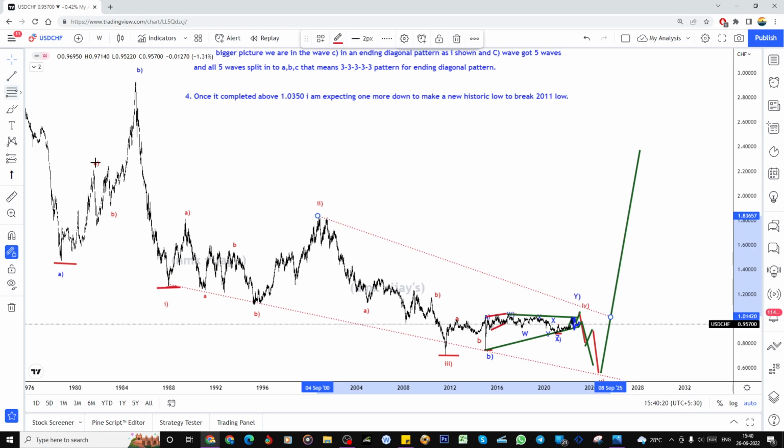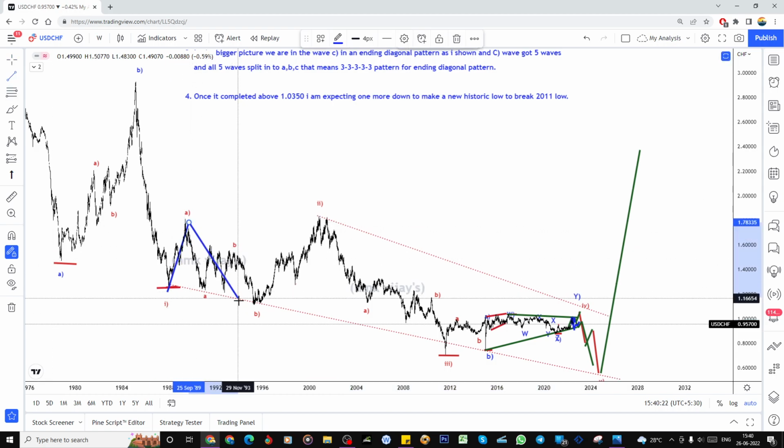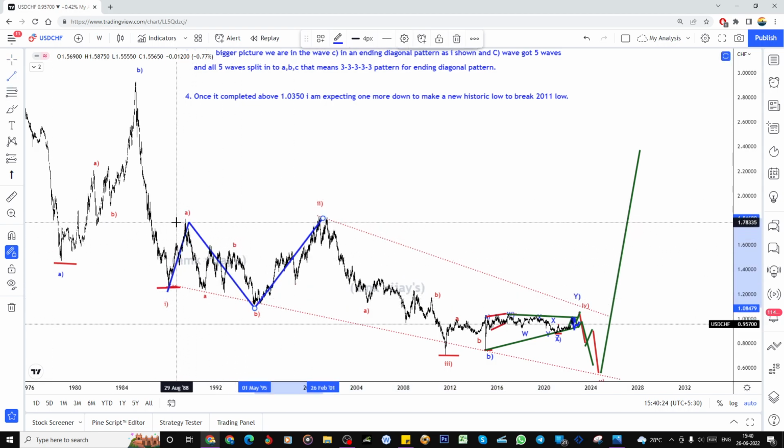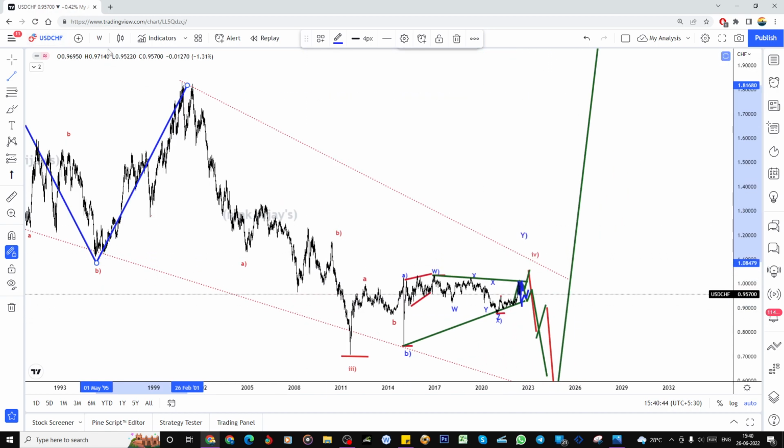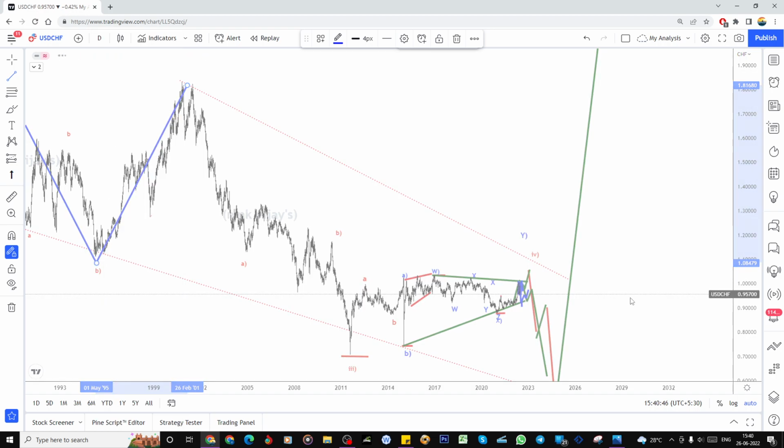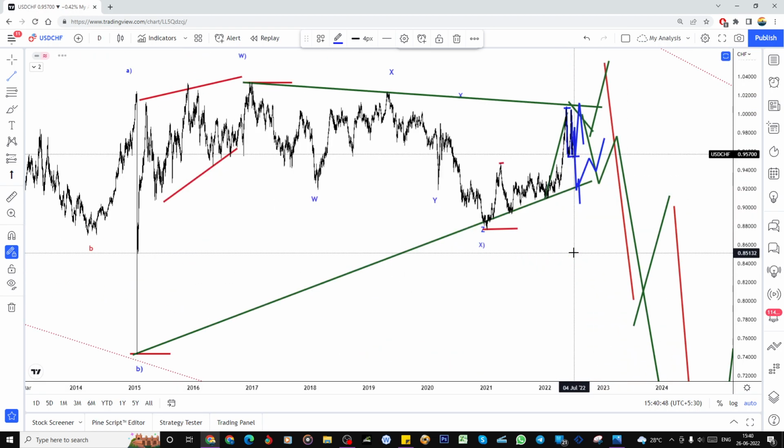So here what we did, 1, 2, 3. It's an expanded flat correction. So either it could be a triangle, or again it could be a regular flat also, because it has not yet broken this low. So ABC is a W, X, Y, or in the bigger picture, it could be a W, X, Y, X, Z also. So anything is valid, but we need to look for that sell trade setup, not the buy trade setup for me.